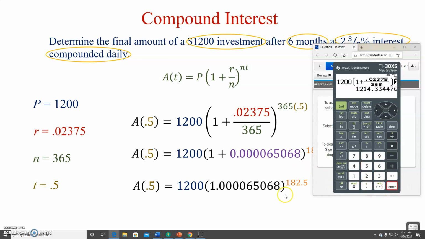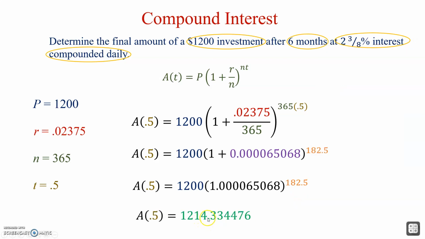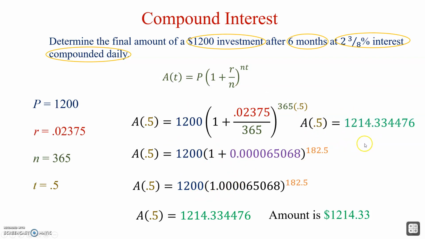Enter. That's our answer. $1,214.33. 1,214, this is what the calculator had. So my answer is 1214.33. Again, these steps that I show here are just overkill. You could have just typed this straight into the calculator. Alright, that's what I showed earlier.